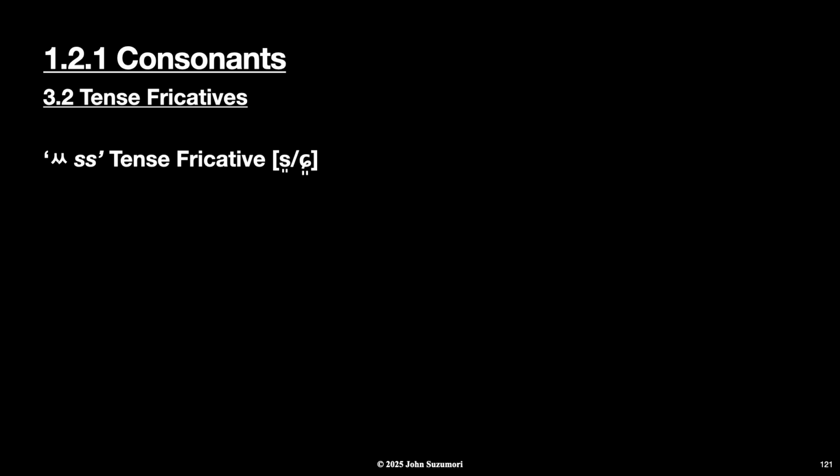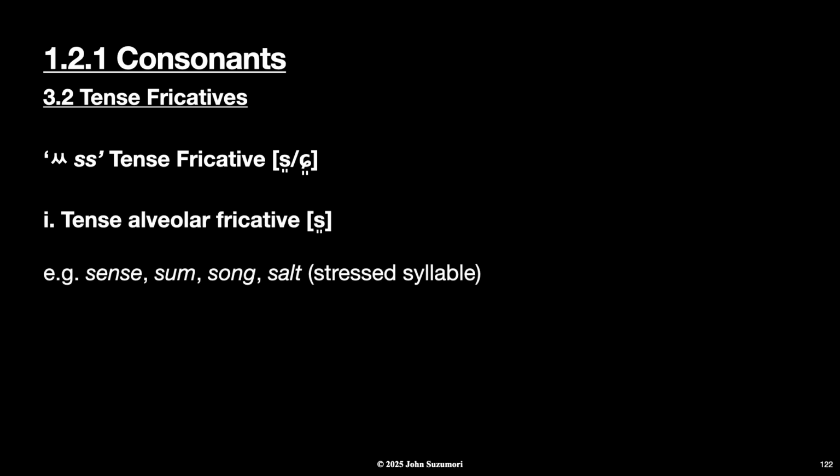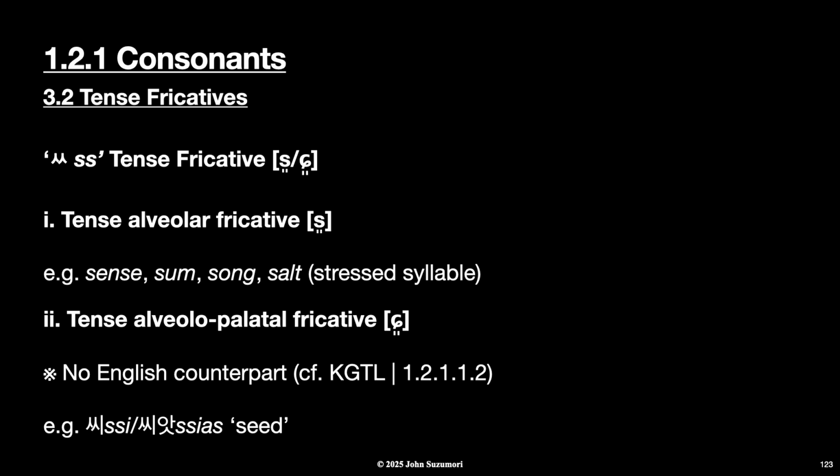Unlike tense occlusive obstruents, the tense fricative phoneme has allophones in the onset. The tense alveolar fricative can also be found in English words such as sense, some, song, salt, etc. However, English lacks the tense alveolo-palatal fricative, and this phone can be heard in Korean words like 씨 or 씨앗, meaning seed.